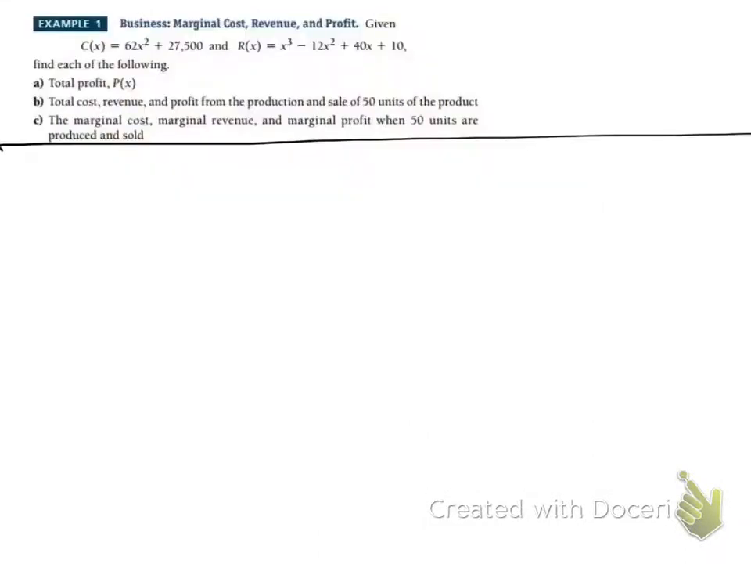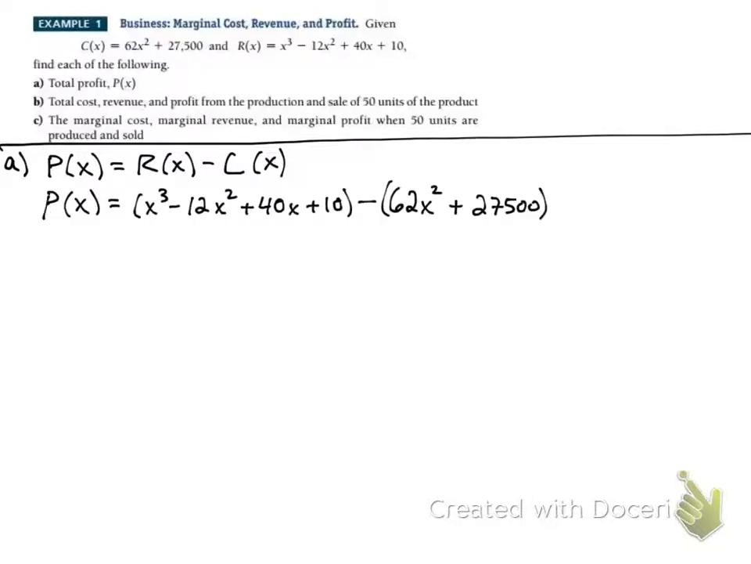Okay, so let's do an example. We're given a random cost function and a revenue function, and first they ask us to find the total profit function. Finding the total profit function will be easy in this case because we know the total profit is just the revenue function minus the cost function. So we can just plug those two functions in and then subtract. To subtract these two functions, we'll need to distribute this negative sign, and we'll get this for our profit function.